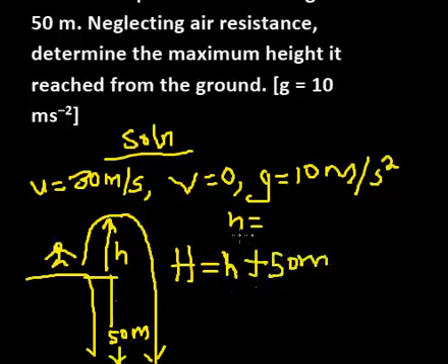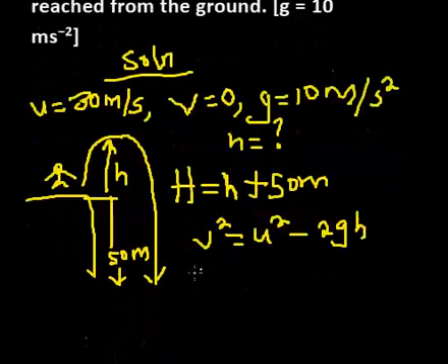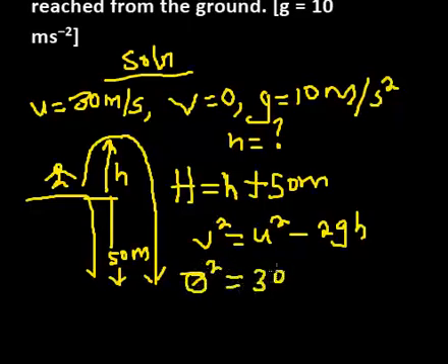So let's get this height. Which equation actually gives me this height? Yeah, the third equation will do. v squared is equal to u squared, for upward movement that is minus 2gh. So let's go there. This is going to be 0 squared equal to 30 squared, minus 2 times 10 times the h I'm looking for.